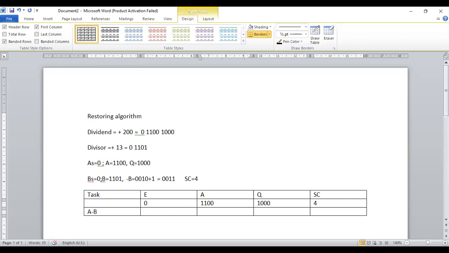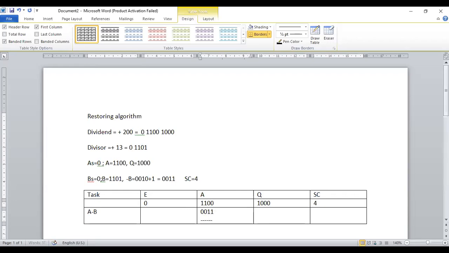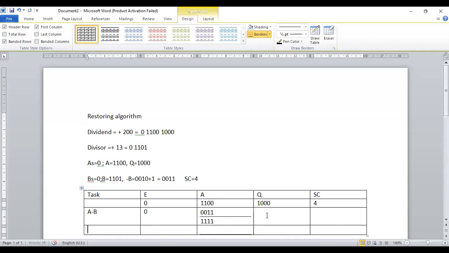Minus B needs to be added to A. Minus B is 0011. You have to add. I'll be getting 1111. And what about E? E is 0. If there is no carry in E, it means A is less than B. This specifies that A is less than B. It means you cannot perform the subtraction, but you have done it.